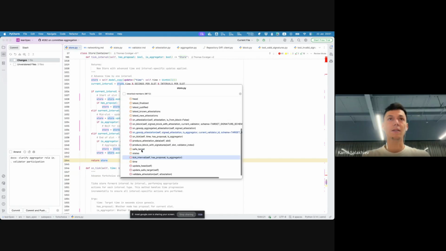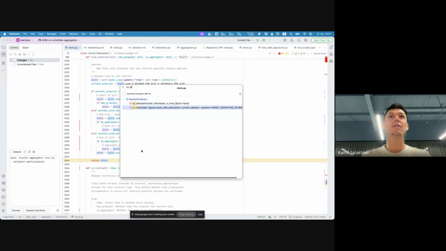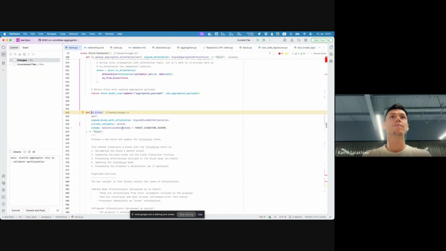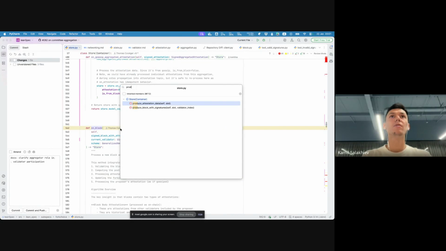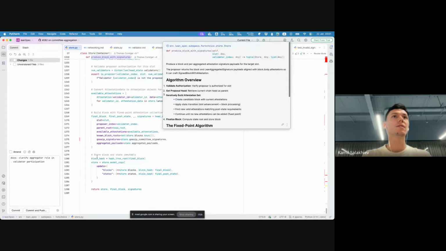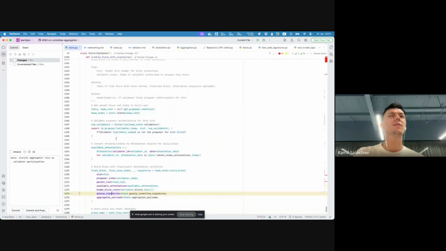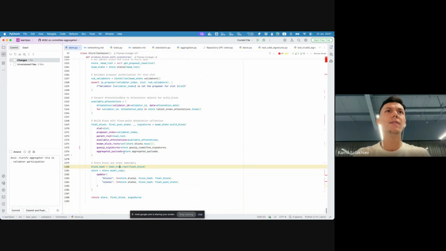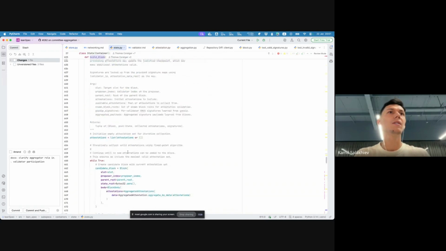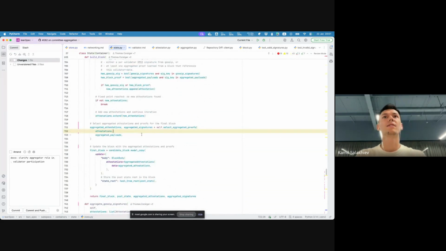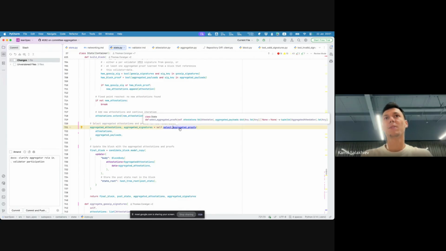Then there are changes in produce block with signatures. I think the change is not here, but in the state function, yield block. Basically, the changes are that we use the collected aggregations to put them into the block. The logic here is very similar to what was implemented in Devnet3.